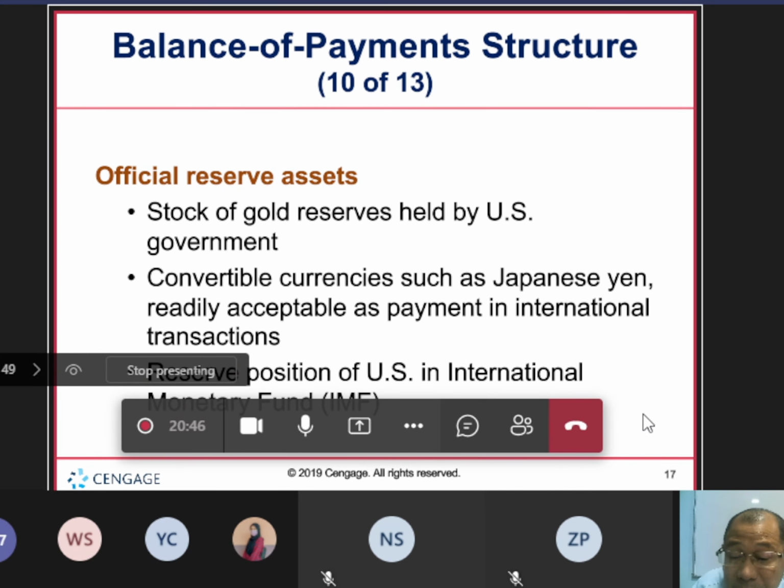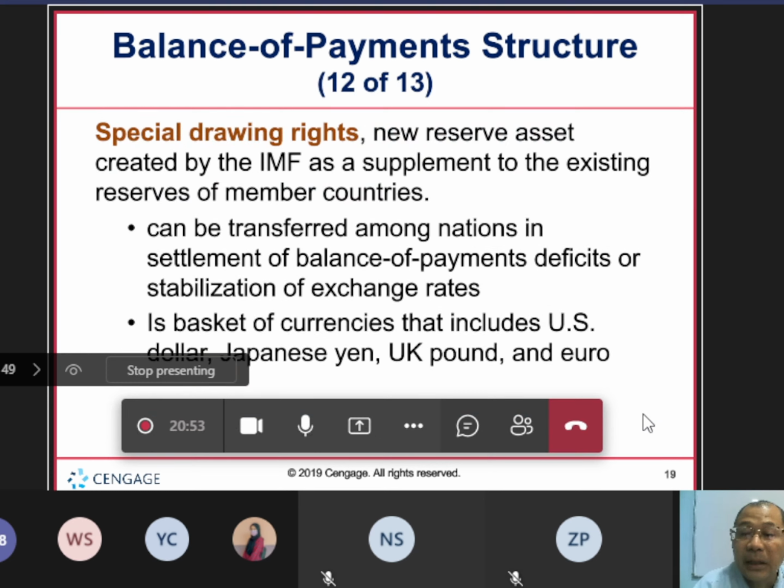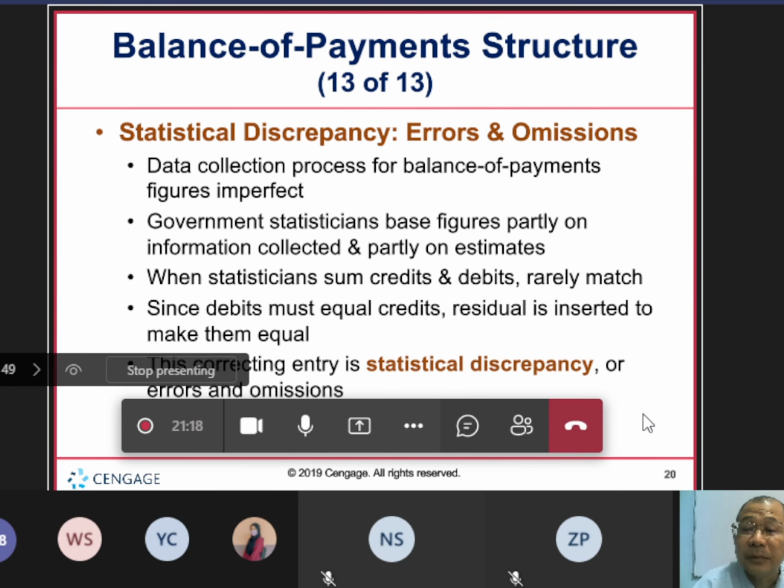So this is securities. And next is special drawing rights, a new reserve asset created by the IMF as a supplement to the existing reserves of member countries. They can be transferred among nations in settlement of balance of payments deficits and stabilization of exchange rates. It's a basket of currencies that includes the United States dollar, Japanese yen, UK pound, and the euro of the EU.